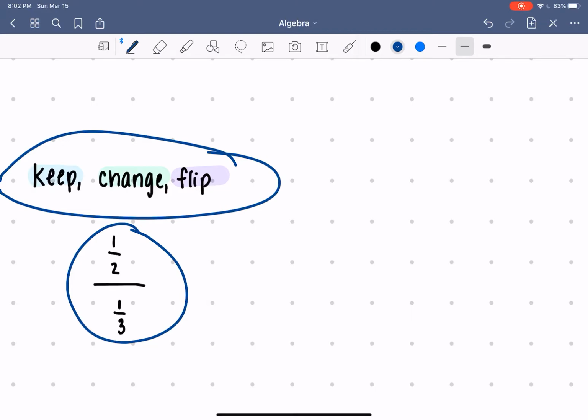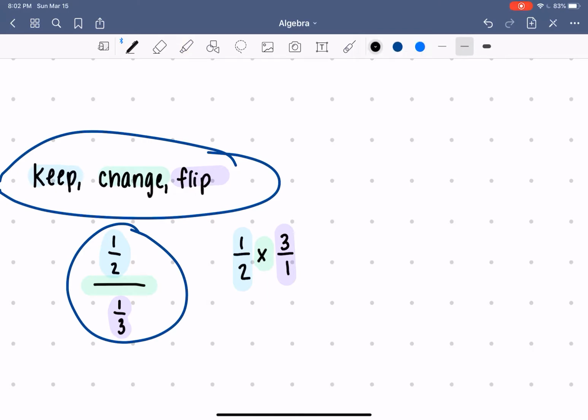fraction bars. But we're going to keep our first fraction. So let me rewrite that as 1/2. And then I'm going to change this division bar to a multiplication sign right here. And then I'm going to flip my denominator. So I'll take the reciprocal of 1/3 and I'm going to write 3/1. So I kept 1/2, I changed the division to a multiplication, and then I flipped my denominator.